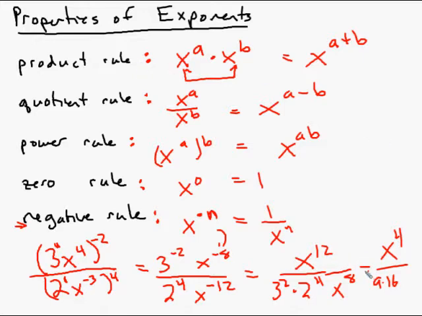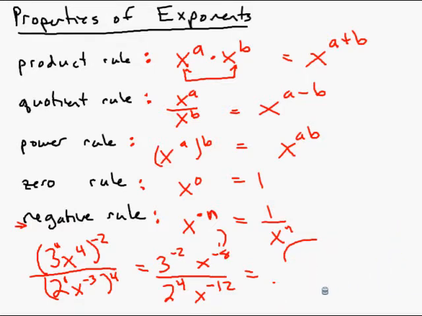Continuing here, sorry for that little interruption. We have 9 times 16, whatever that is, you can use a calculator to figure that out, but 3 squared is 9, 2 to the 4th, 16. And then our x to the 8th, see what we did here is we used our quotient rule on this, x to the 12th over x to the 8th. We subtract those exponents and we get x to the 4th on the top there.